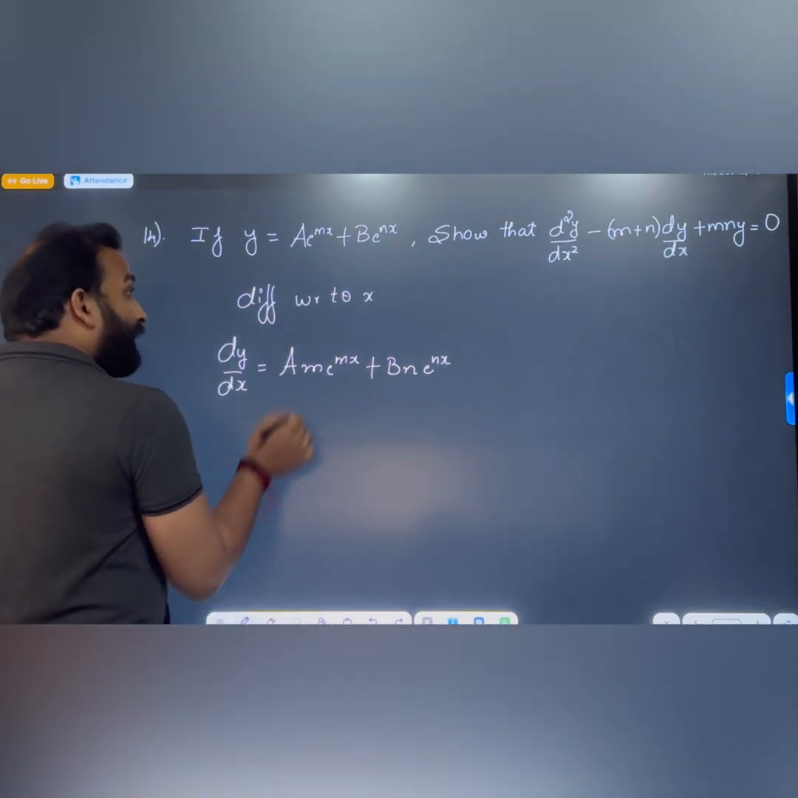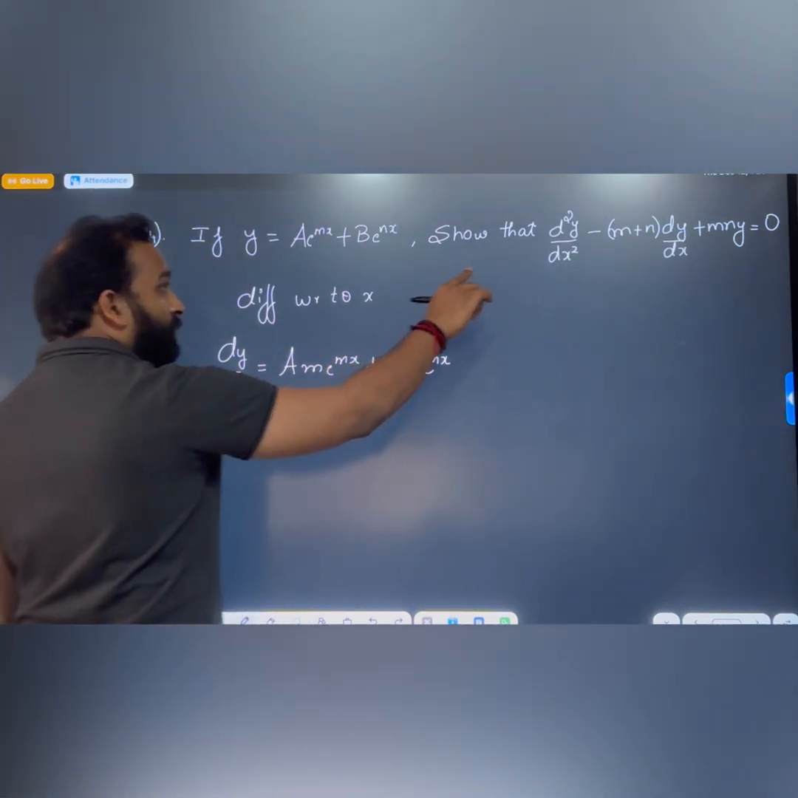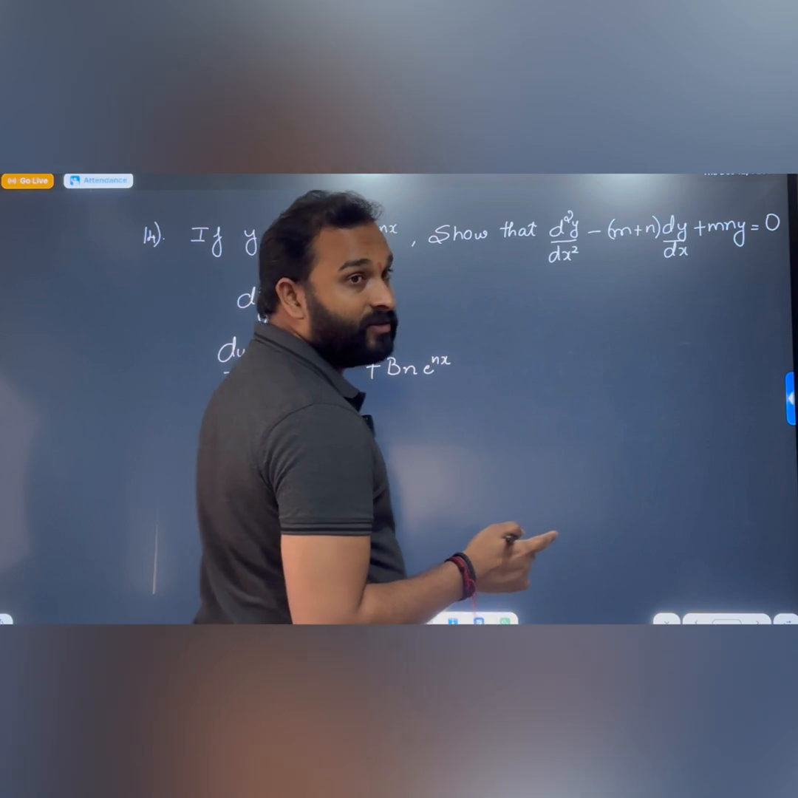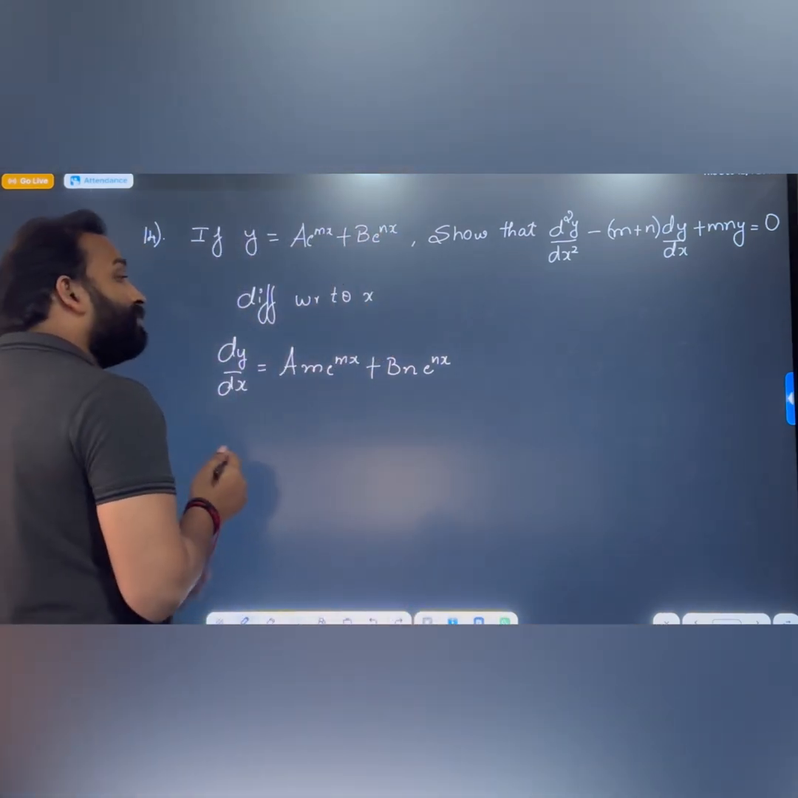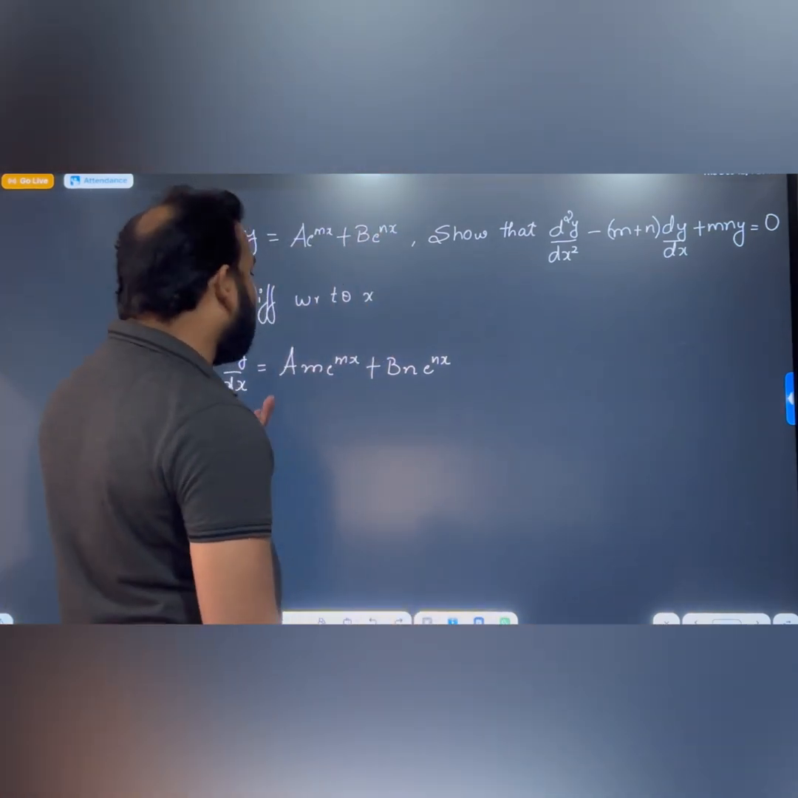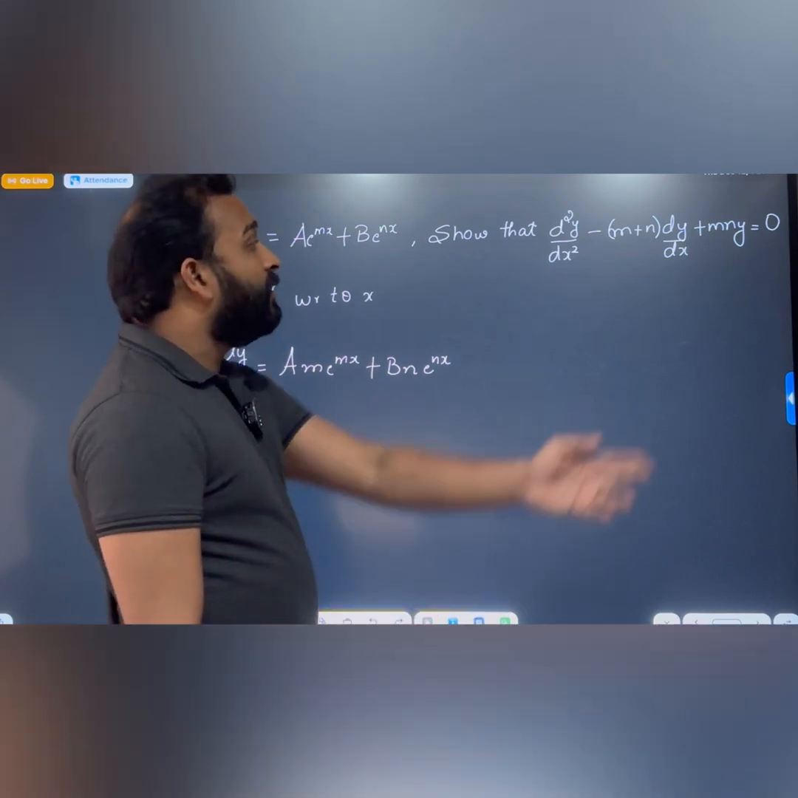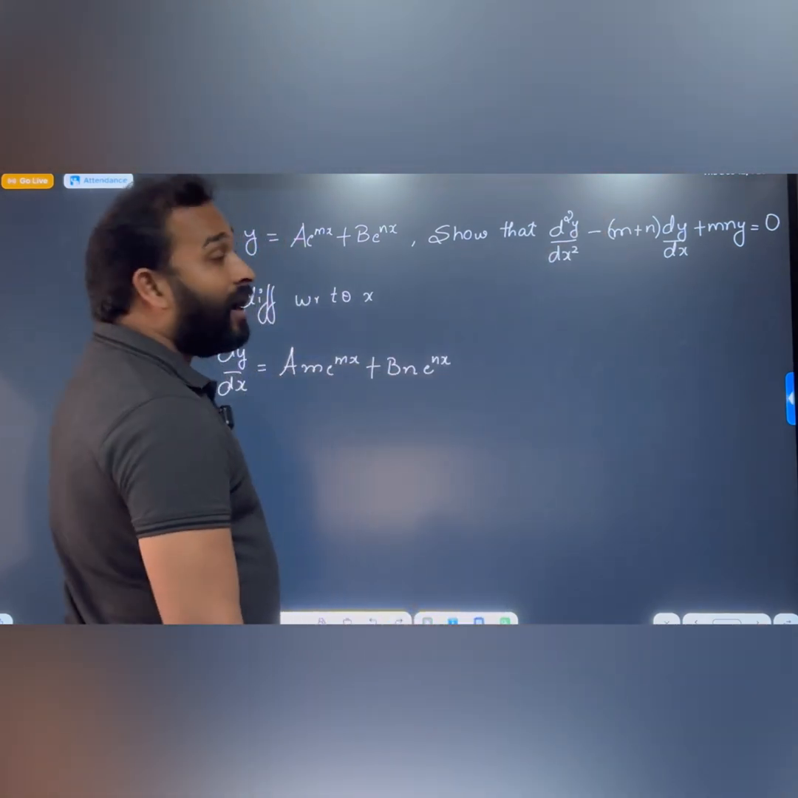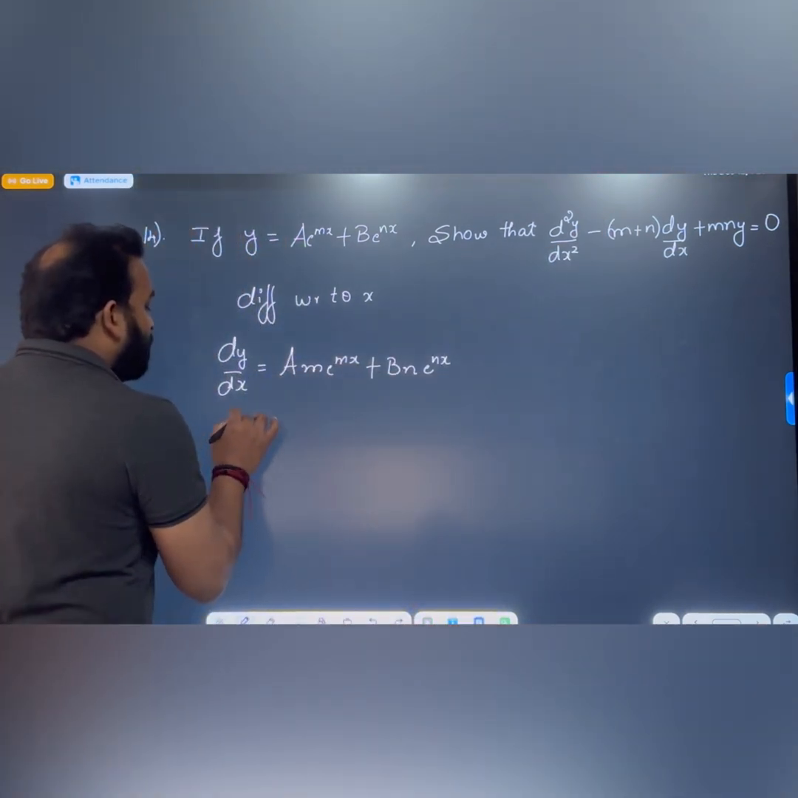Now, again we have to differentiate with respect to x, because what we are supposed to prove has d square y by dx square also. This is not like the other questions that you have. Here you need to find dy by dx and d square y by dx square. Then you're going to substitute in the RHS what they have given you to prove. Okay, let's differentiate this again.